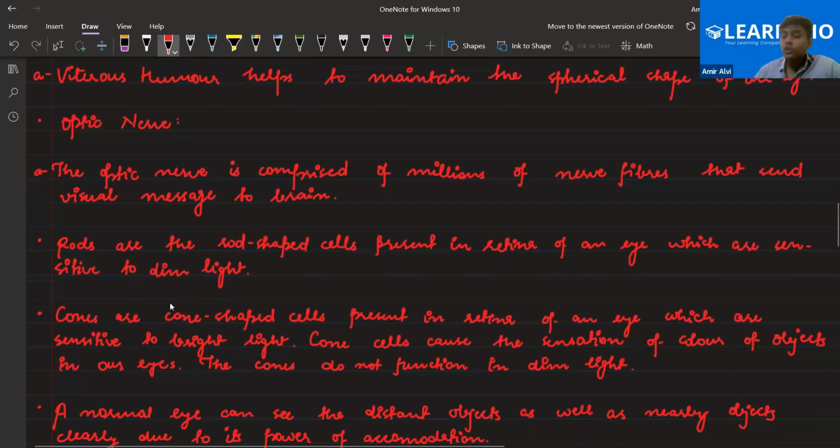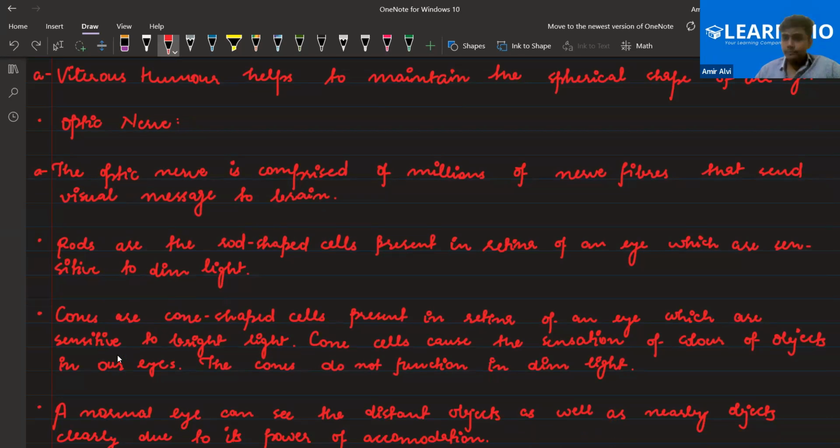Okay, next is cone. The shape of these cells is a cone shape. So cones are cone-shaped cells present in the retina of the human eye, which are sensitive to bright light. It means that if you are in a bright room, the cells that would be activated are cones.